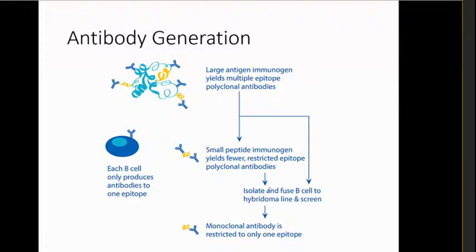Then we isolate the B cells and fuse them to a hybridoma cell line. Here we obtain one new kind of antibody interaction. We insert it into one hybridoma cell line, and that hybridoma cell line produces the monoclonal antibody. This is the laboratory scale experiment.